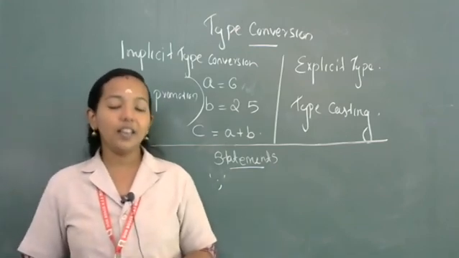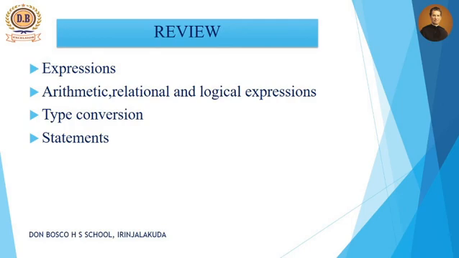Again we will revise the topics that we studied. Expressions: how the expression works according to the precedence of operators and the types of operators. Expressions are classified into three categories: arithmetic expression, relational expression, logical expression. After that we discussed type conversion and type casting. Implicit is also known as type promotion, explicit is known as type casting. The compiler performs implicit conversion, the programmer performs explicit.